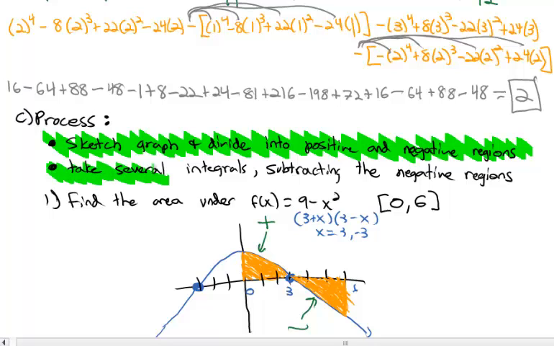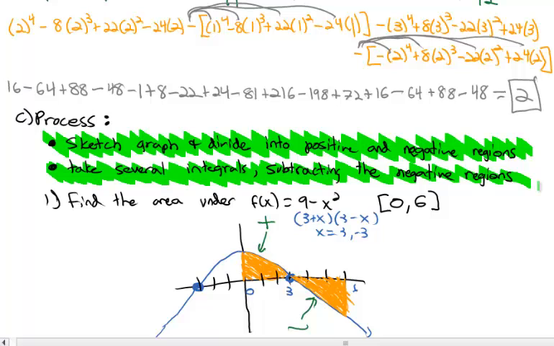Then we will take several integrals, however many are necessary. We always did 2 in this video, but sometimes you need 3, 4, or more. And we will subtract the negative regions. That's the big new idea for today. Sketch the graph so we know where it's positive and negative, and subtract the negative regions.